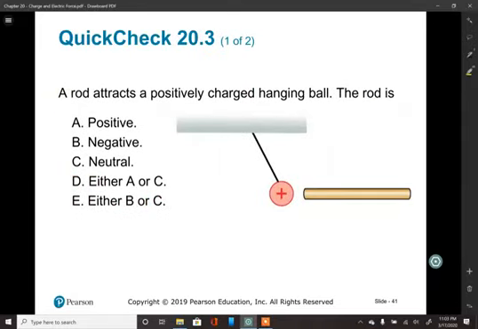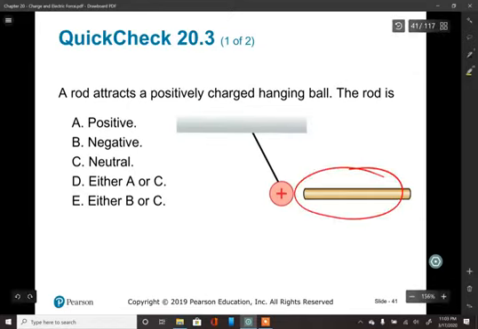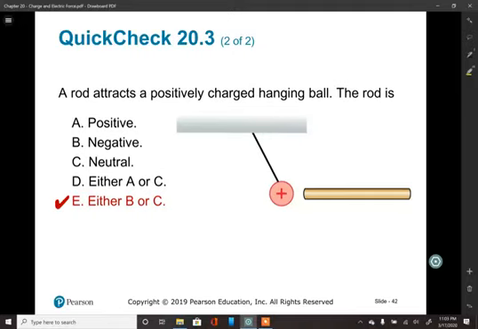Here's another very similar example. We know that this is positive. So for this rod right here, we want to ask, what is it? Well, there's two options. It could be negatively charged, opposites attract. Great. But it could also be a neutral object that's been polarized. That would be a neutral thing and it would still attract it. So it's either B or C, and that's option E. This type of question comes up a lot on multiple choice. It's a very important trick to remember that neutral and polarized objects can still attract things through the electric force.